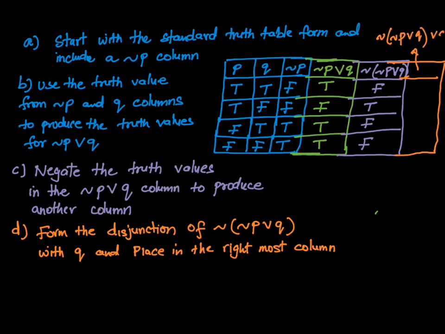And again, it's a disjunction, so even if one of them is true, it's going to be true. So the first one is true, the second is true, and the last one is both false, so it's going to be false.